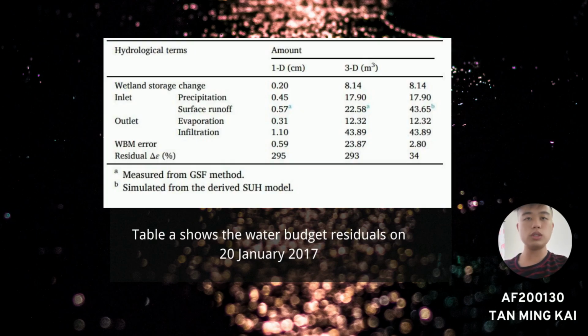Table A shows the water budget residuals on 20 January 2017. By using the synthetic unit hydrograph SUH model and GSF method, in Table 1 we can notice that the simulation errors of the two models were very close. The result indicates that the residuals of 1D models and 3D water budget models were not significantly different. Besides that, the estimated surface runoff value was the pivotal and primary source of error in the model. Because the change of stored water was positive in the study cases, the total inlet was expected to be greater than the total outlet.